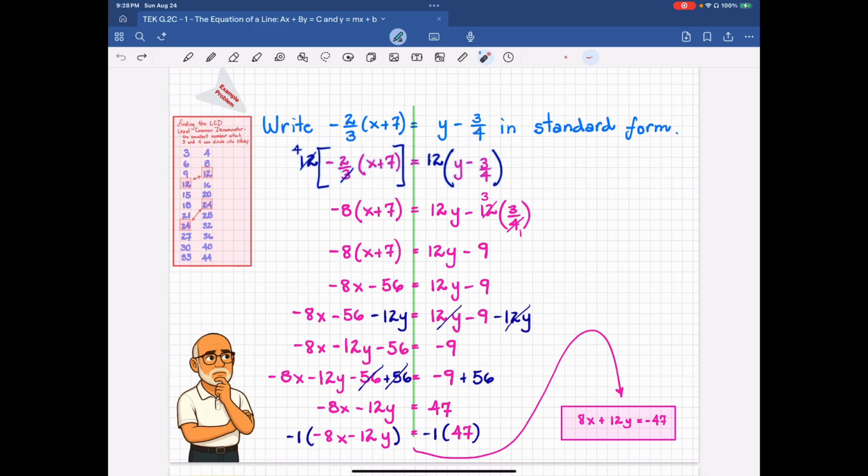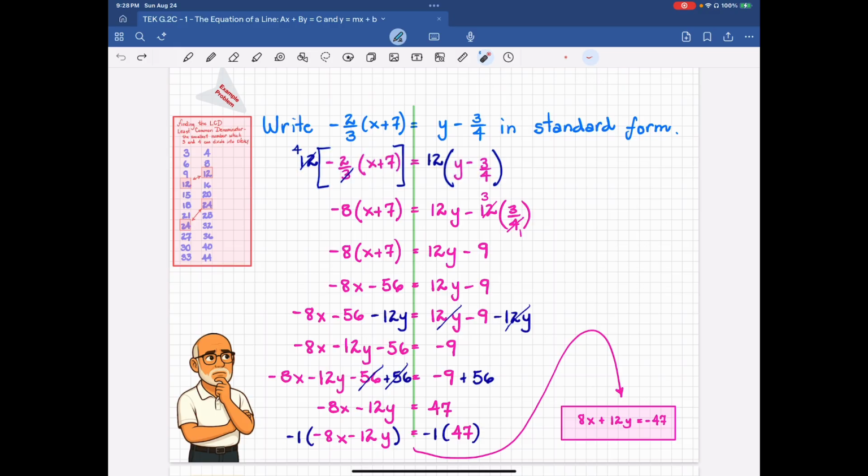So what I'm going to do first is look at all my denominators. I have a 3 on this side, and I have a 4 on this side. When we're trying to figure out what to multiply by to get rid of those denominators, we have to multiply by what we call the LCD, the least common denominator. That means the smallest common denominator. So what is the smallest number that both 3 and 4 can go into evenly?